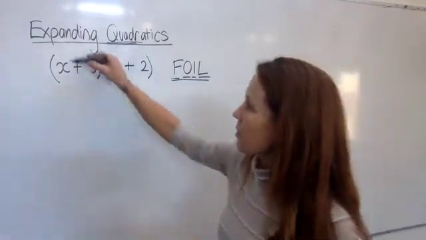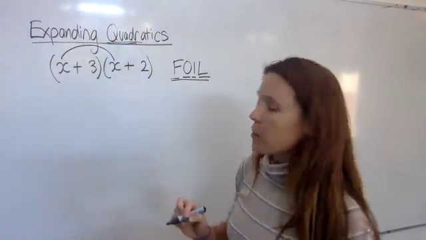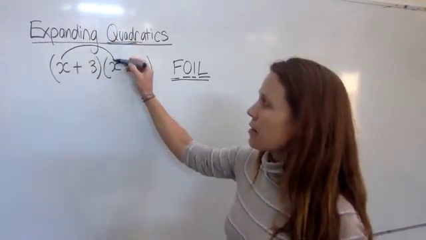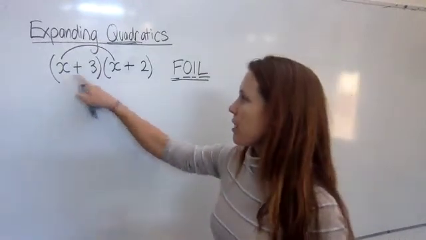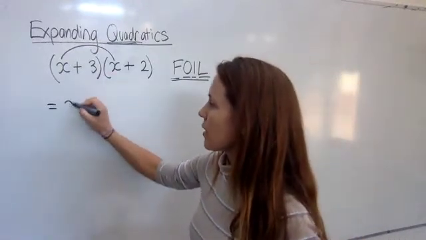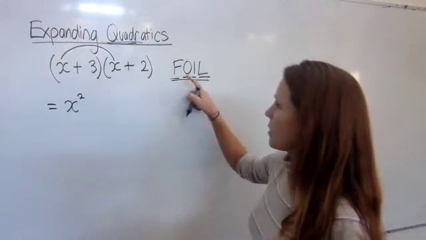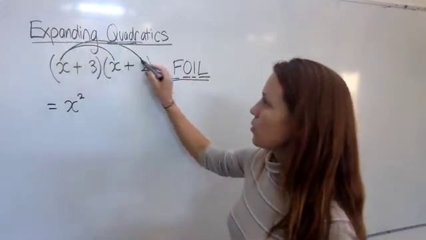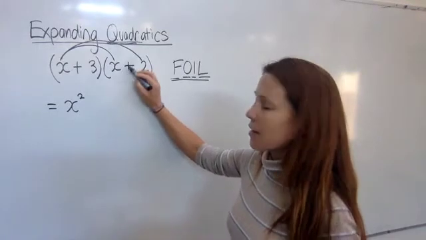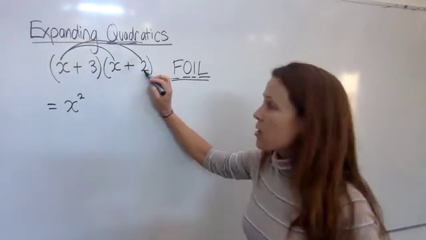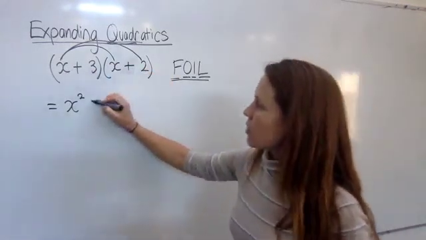So the firsts is the first one of each set of brackets. And if you put one of these lines over, it reminds you what you've already done and what's still to do. So we have x times x, which is x squared. The outsides is the x and the 2. Now don't forget this is not just 2, it's got a plus in front of it, and that sign there belongs with the 2. So x times positive 2 is 2x.